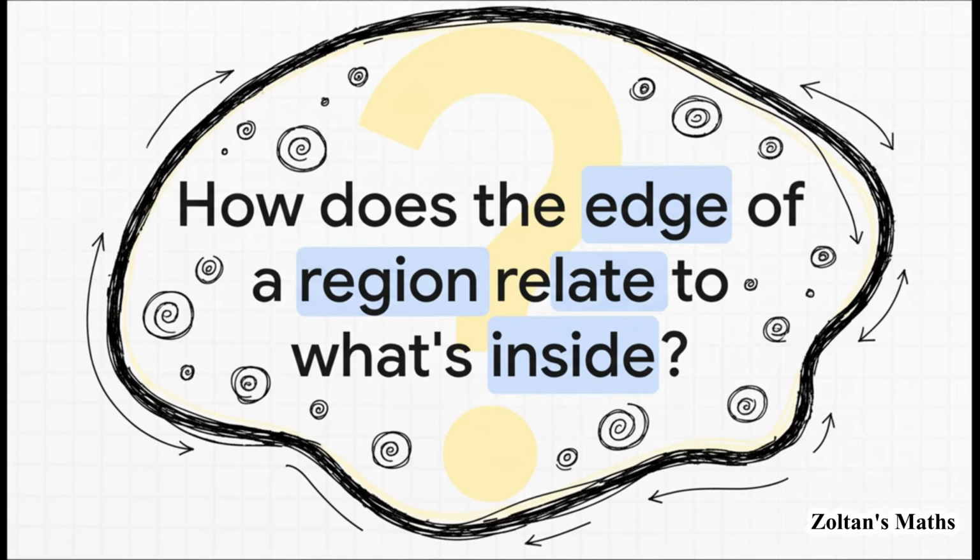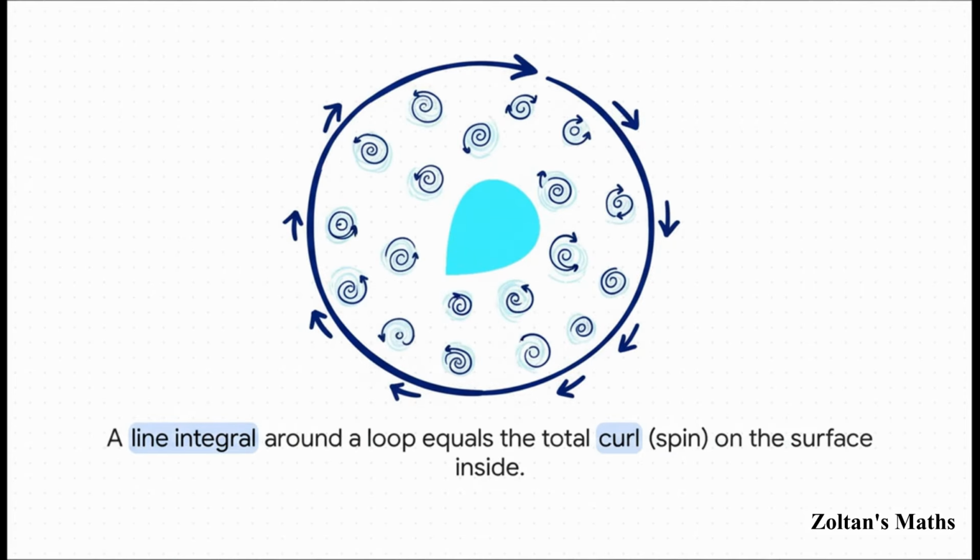Is it possible to know what's happening on the inside of a shape, all the sources, all the spin, just by taking measurements on its outer edge? It sounds impossible, right? But the answer, incredibly, is a resounding yes. The first version of this magic trick is called Green's theorem.